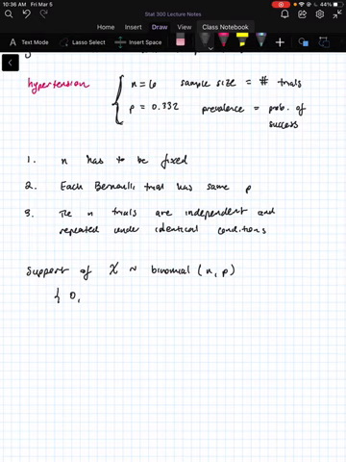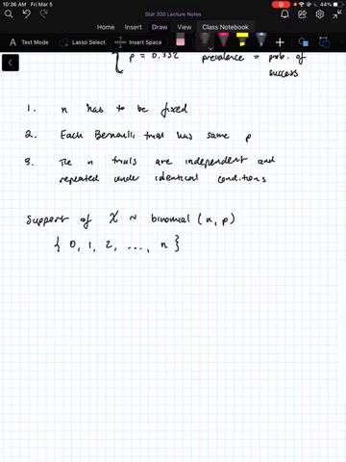Then that support is the set 0, 1, 2, all the way up to n. And so there's n plus 1 possible outcomes. So none, 1, 2, or all of them are successes. Discrete, so you can't have like 0.5 successes. You only count in whole numbers.